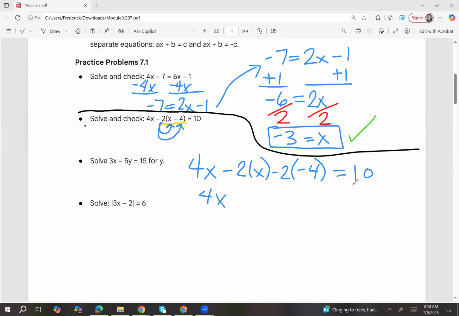We can simplify the writing of this. -2 times x is -2x. -2 times -4 is +8. So that translates to a +8 right there.